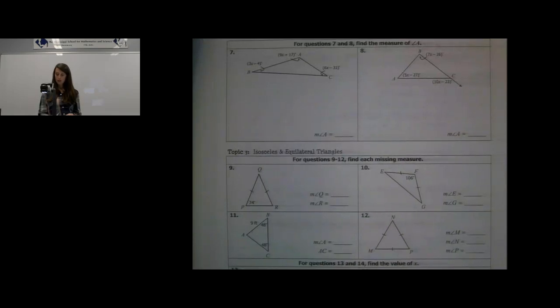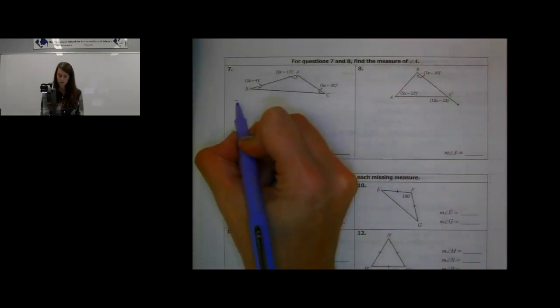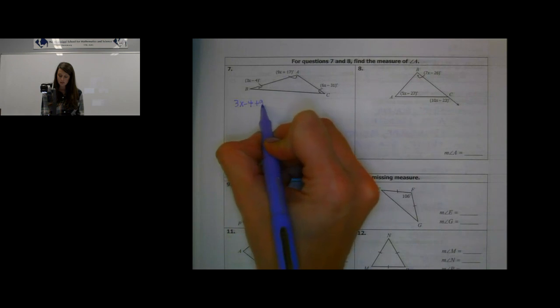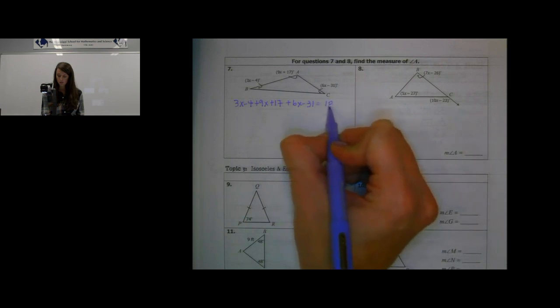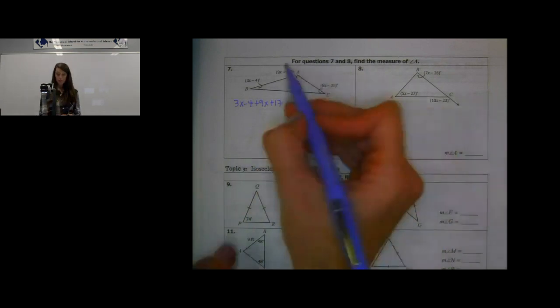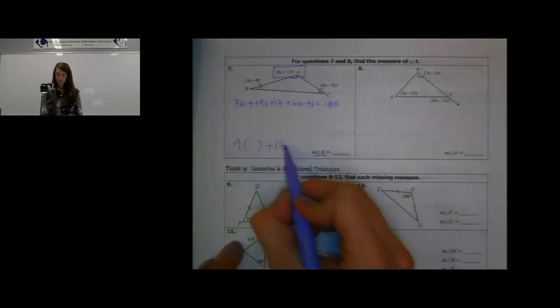All right, let's look here. So for question 7, 8, and 9, now I want to find the measure of angle A. So to be able to find the measure of angle A, I need to find what x is. So on your quiz, some of y'all just gave me what x equals. So make sure you go that one step and give me what that measurement actually is. So all these angles inside here would add together to be 180. So 3x minus 4 plus 9x plus a 17 plus 6x minus a 31 should all add together to be 180. Once you find x, then you'll plug it in right here, and 9 times whatever that x is plus the 17 would give you this value.